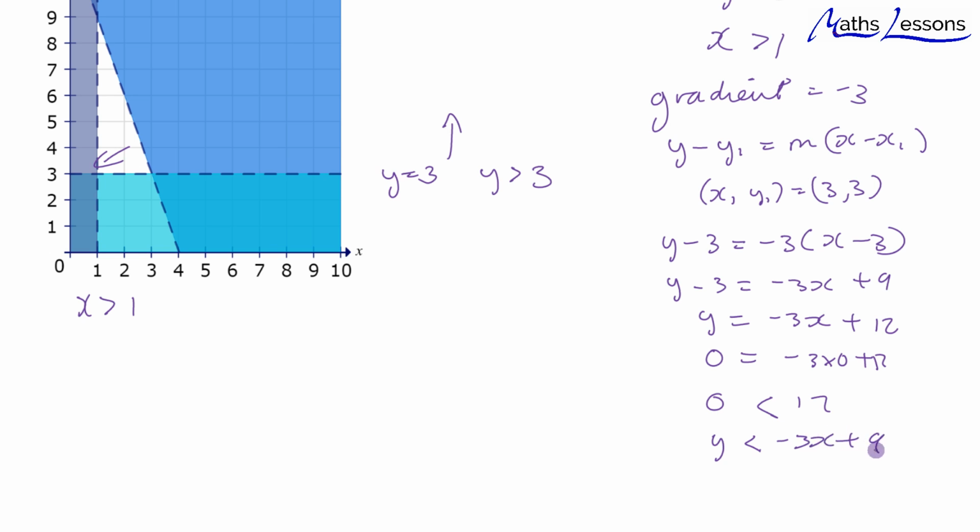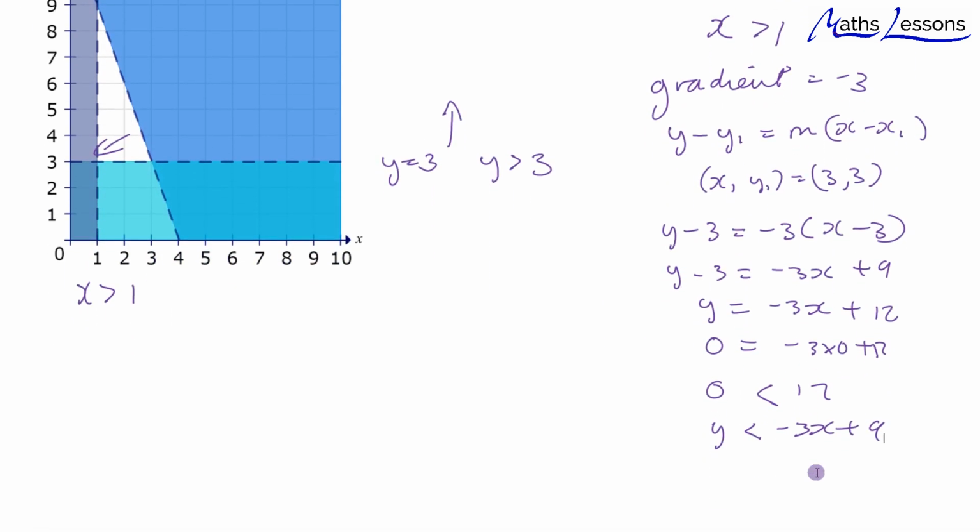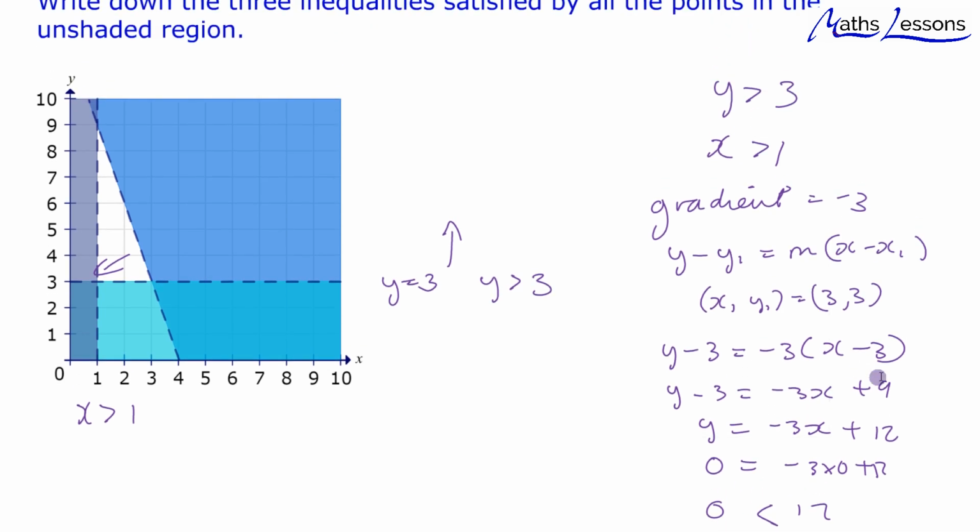So y is less than -3x plus 12. The alternative is just a guess. You could just guess y is less than -3x plus 12. Put 0, 0 into it. Sorry, the mouse is being very sensitive. Put 0, 0 into this. So 0 is less than 0 plus 12. Yes, that is true. And you're away.